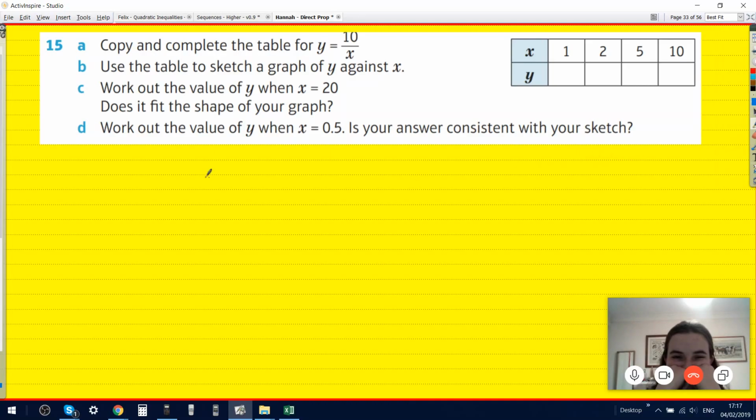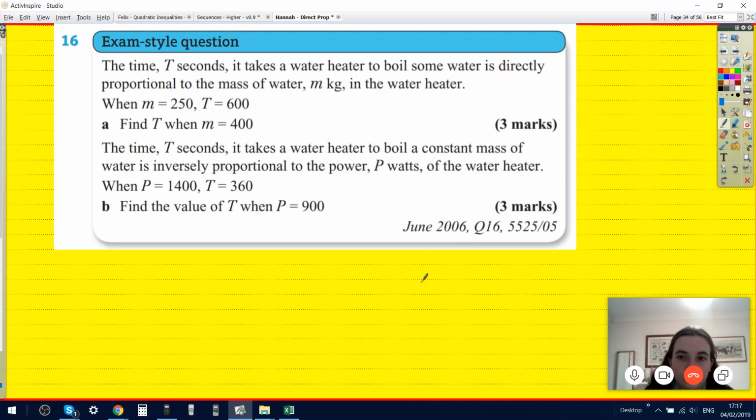Okay, how would you do part, look at the table? No, I think you're okay for that. Okay, let's try these two.